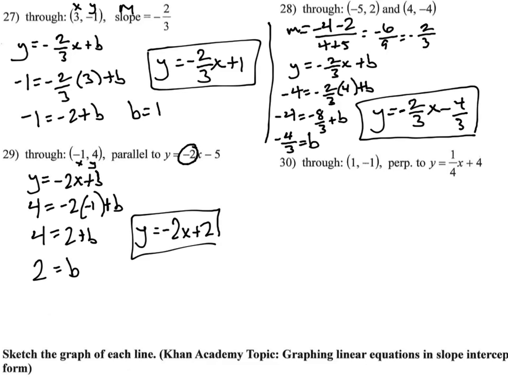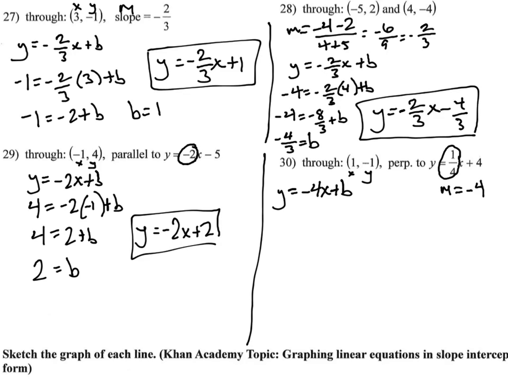Number 30. Perpendicular, we take the slope of this, and we want our slope to be the opposite reciprocal, which means we flip it and we change the sign. So it's negative 4 over 1, or it is negative 4. So y equals negative 4x plus b.